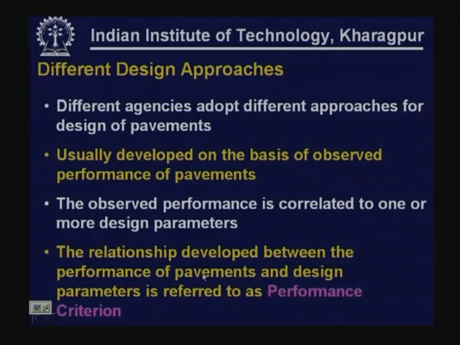So, all these things will have to be taken into account, and then whatever are the important parameters that are to be selected, the performance has to be correlated to these important parameters. The relationship developed between the performance of the pavements and the design parameters that were selected, we have to select what are the important design parameters that have a great deal of bearing on the performance of the pavements. So, the performance has to be correlated to the design parameters. That correlation is called as performance criterion.